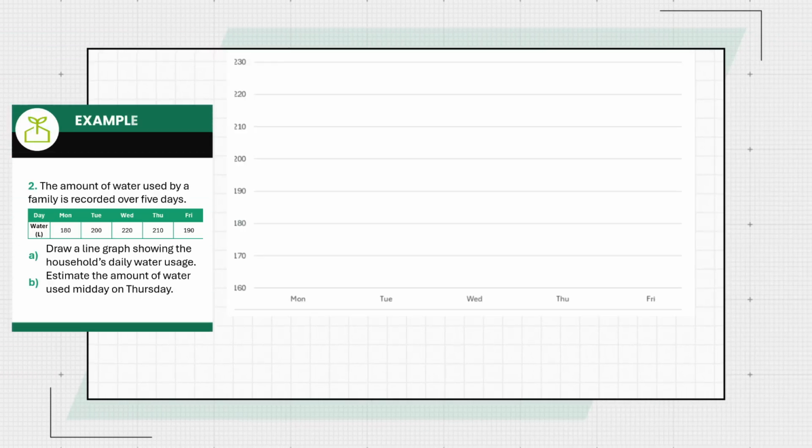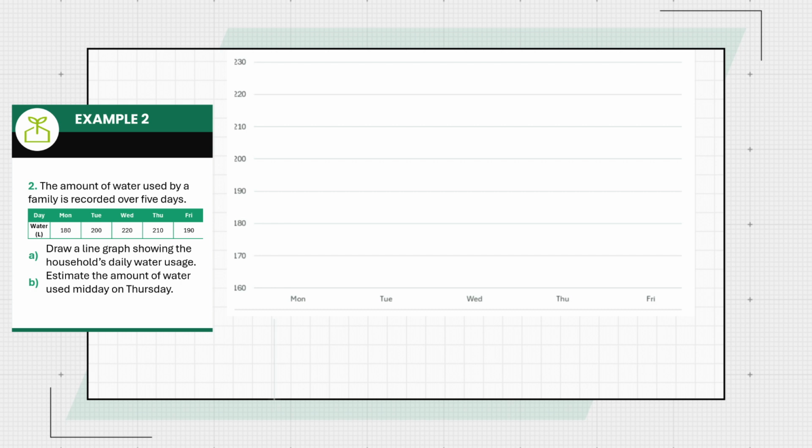Okay, here's one for you guys to practice. So just draw up a pretty rough scale on the left and the days of the week on the bottom on the horizontal axis, and do your best to draw a basic line graph using the data provided. Okay, now that you've had time to give that a go, I'm going to solve it.